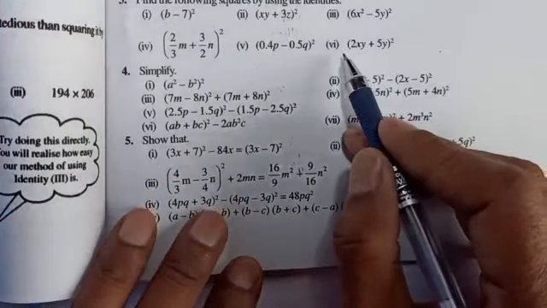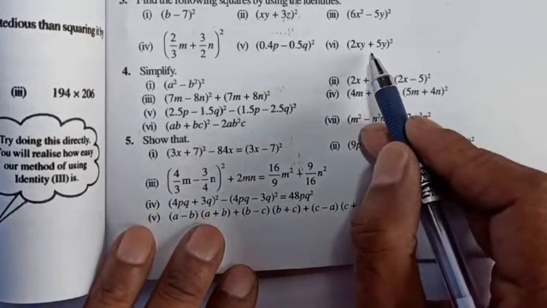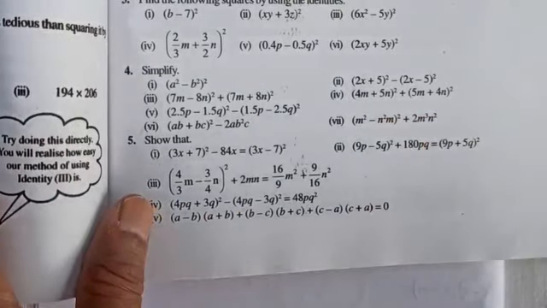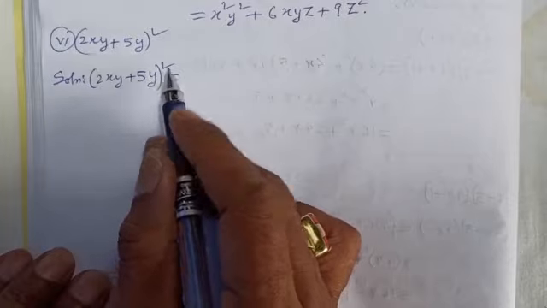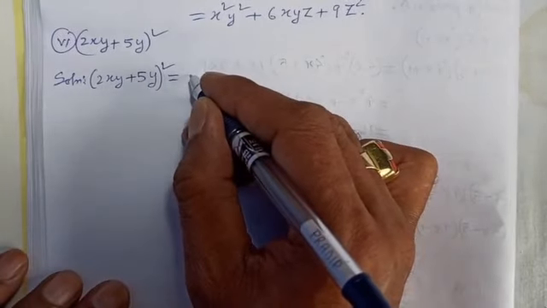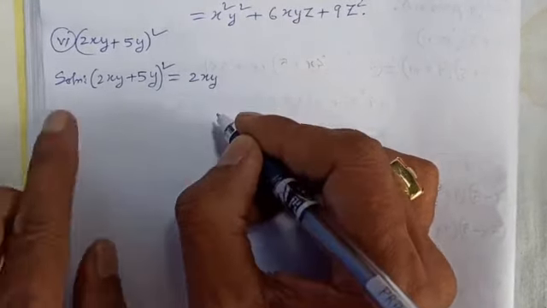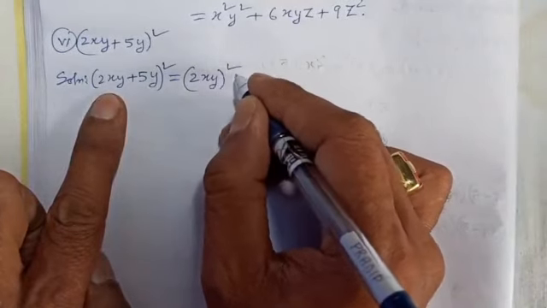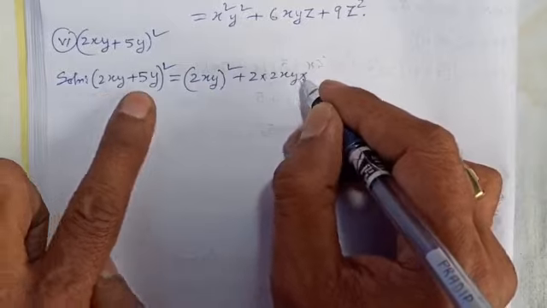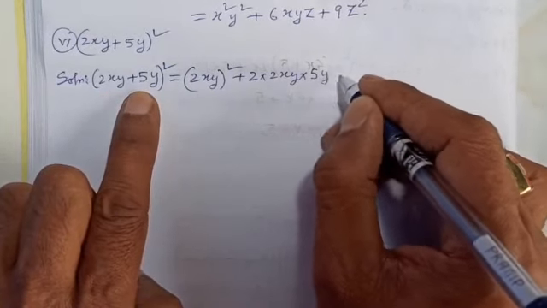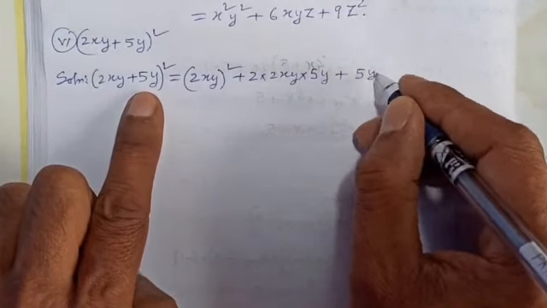Let's try this Roman number 6. 2xy plus 5y whole square. Now solution: 2xy plus 5y whole square. Now let's apply the identity. 2xy, writing this whole square, plus 2 times of 2xy into this 5y plus 5y whole square.